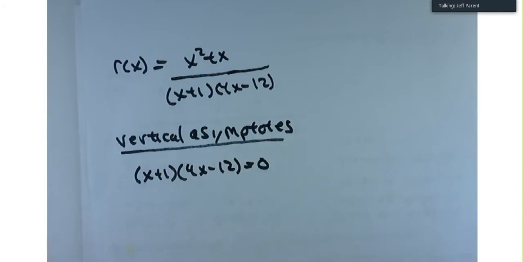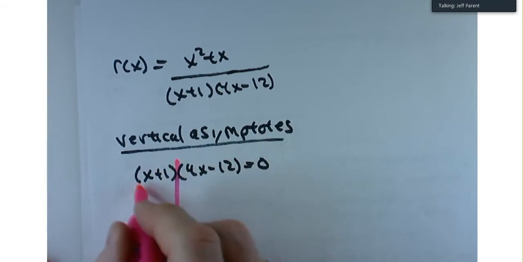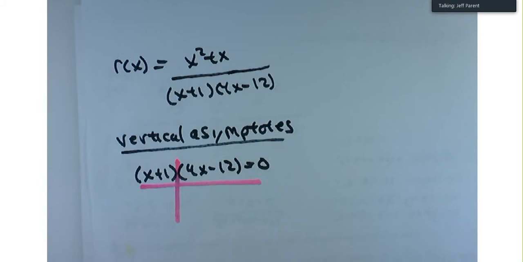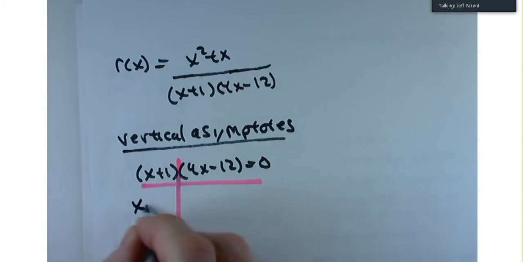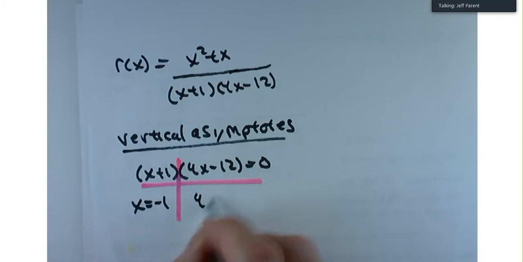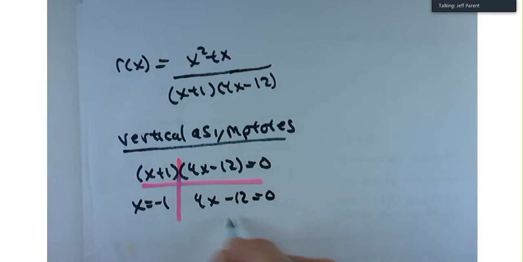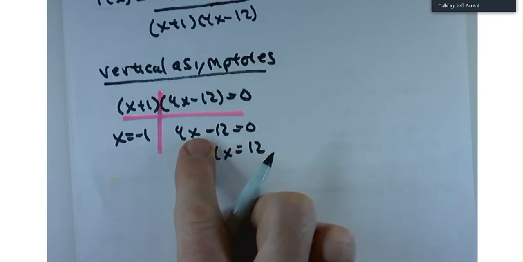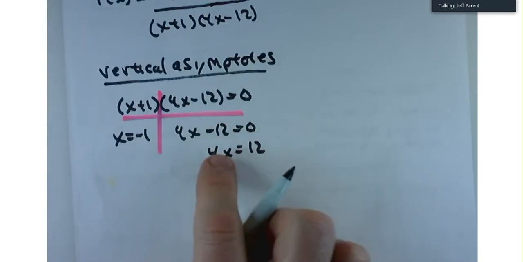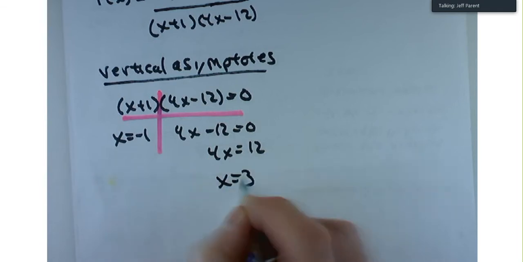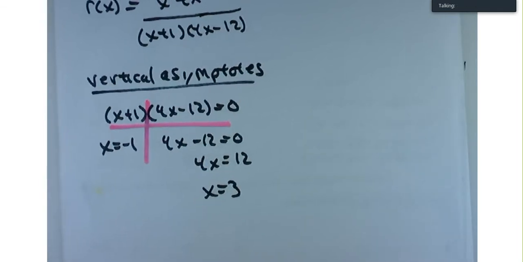One of these we can read off. The other one we might almost be able to read off. The first one is at negative 1. The second one, if you don't want to do this in your head, I don't blame you. But we're going to set each of these equal to 0 and solve. And this one solves when x is equal to 3. So those are your two vertical asymptotes.